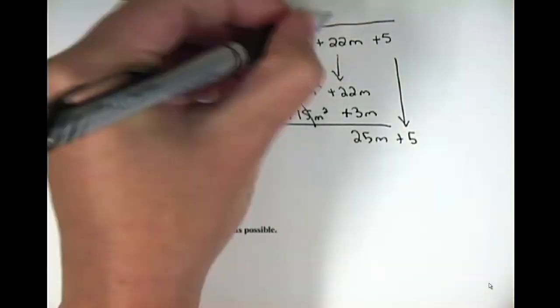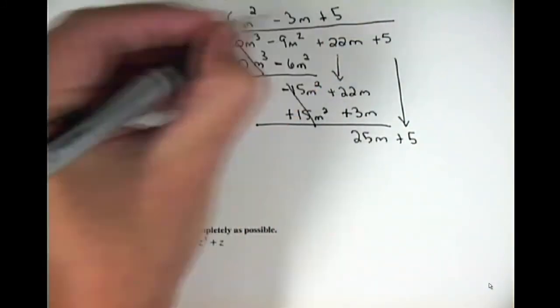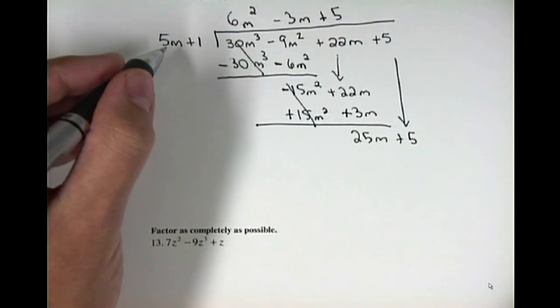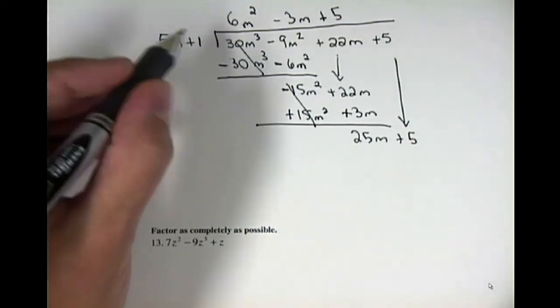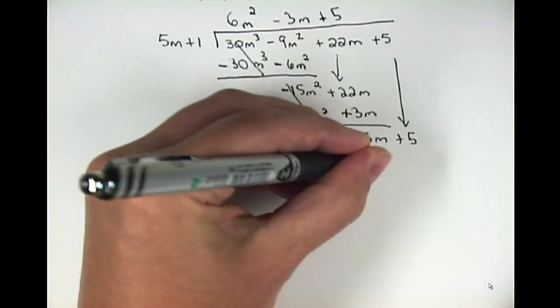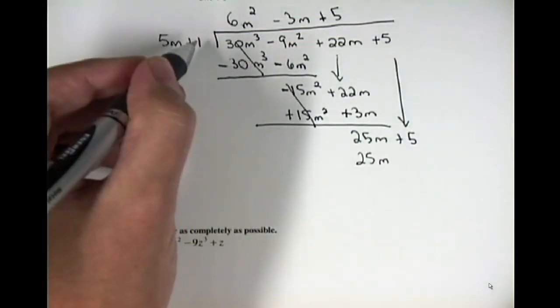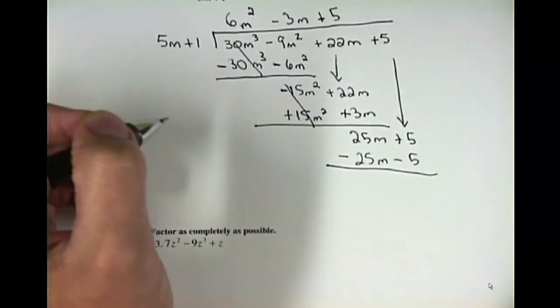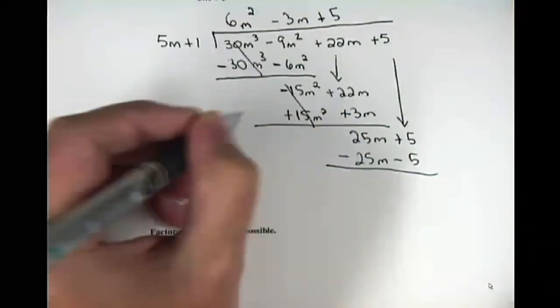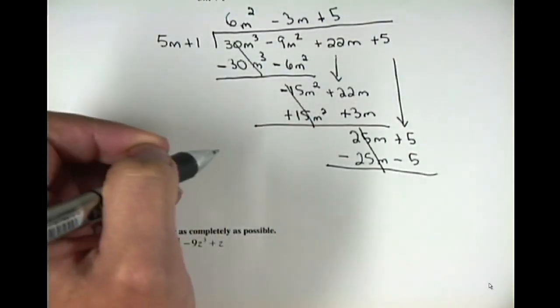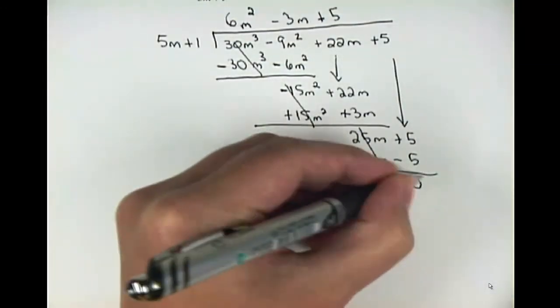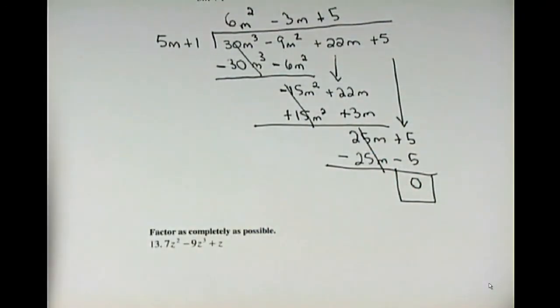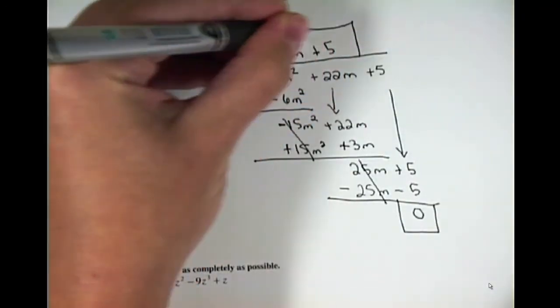5 will go into 25 5 times, and m goes into m 1 time, so we don't need to multiply by an m. And now we're ready for the multiplication process. 5m times 5 is 25m, and 5 times 1 is 5. These were positives. We'd draw our line, we would change the signs to subtracting signs, and the first stuff cancels out, which it should, and this next stuff would give you your remainder. Our remainder is 0, which is a really cool thing. It means that it divides evenly.